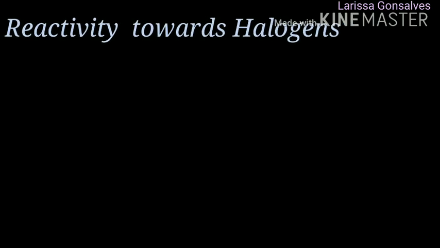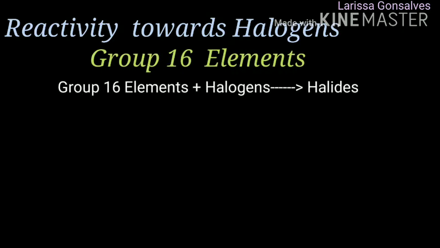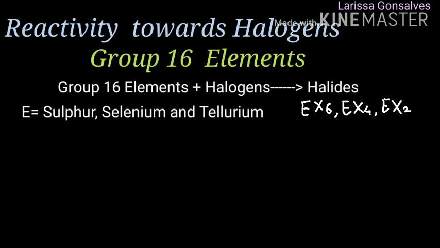Next topic is reactivity towards halogens. So again we will follow the same order, that is first we will study group 16 elements, then 17 and then 18 elements. So first are group 16 elements. Elements of group 16 react with halogen to form a large number of halides like EX6, EX4 and EX2, where E is sulfur, selenium and tellurium.